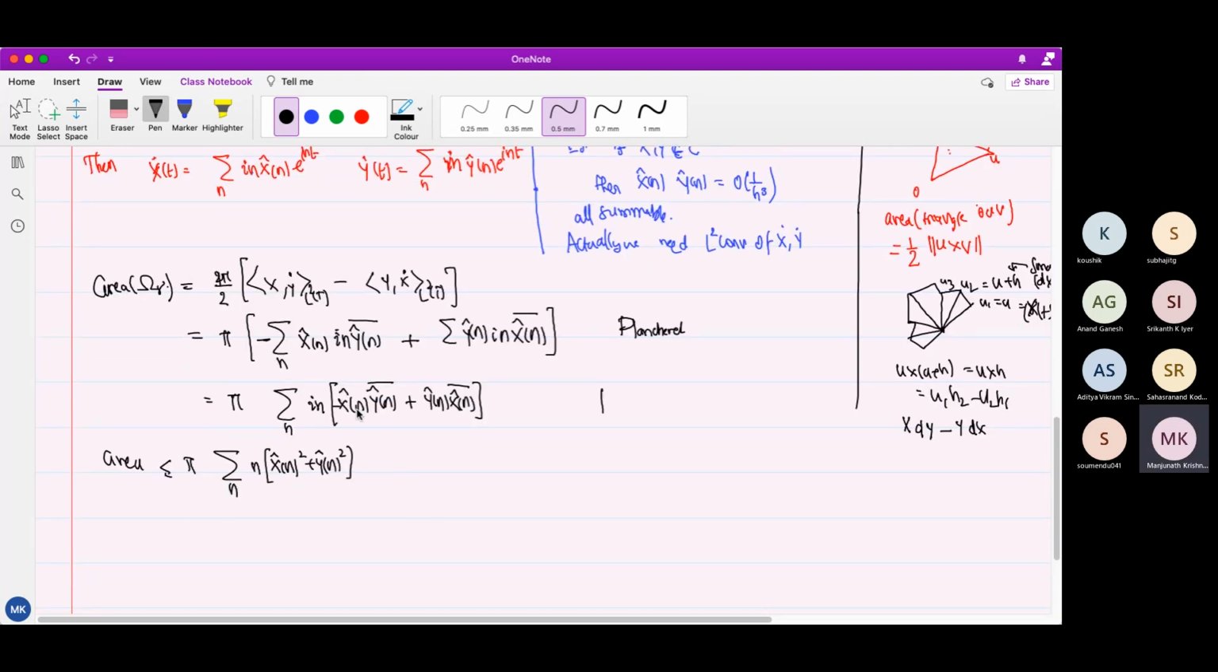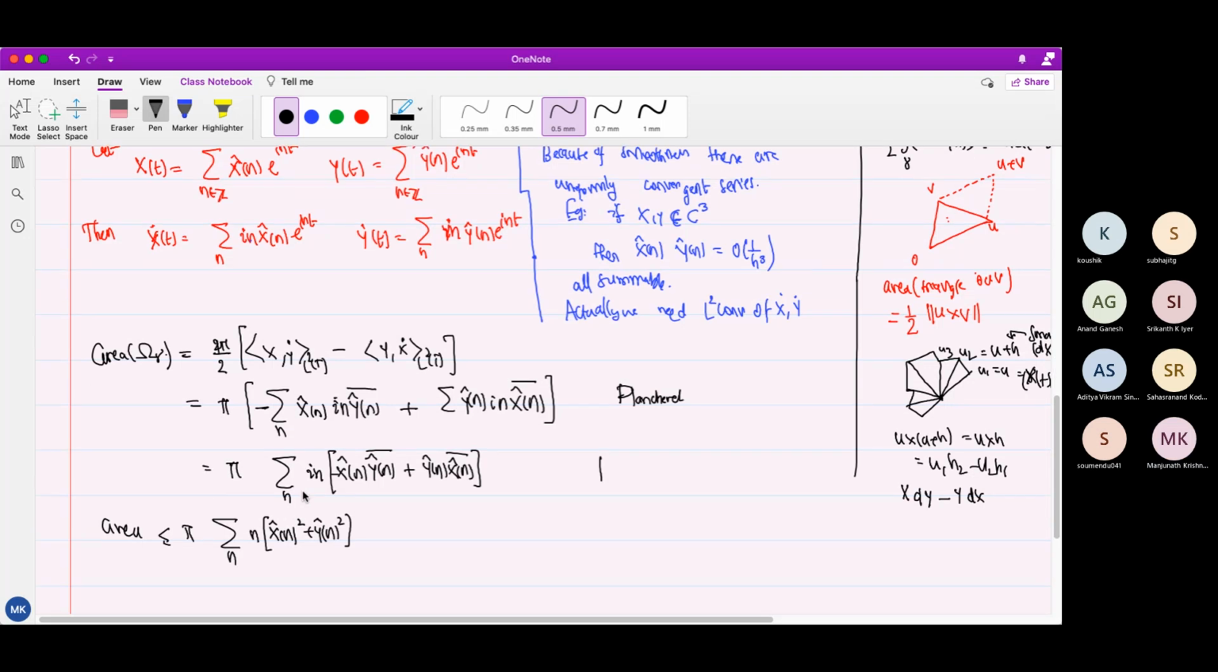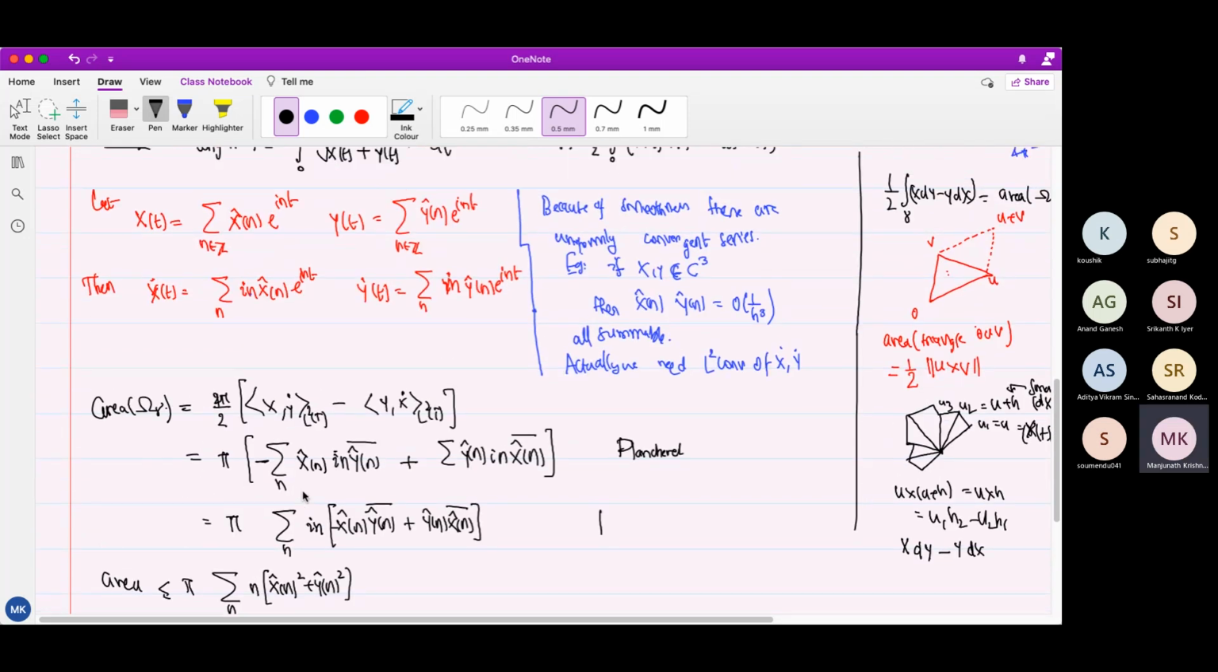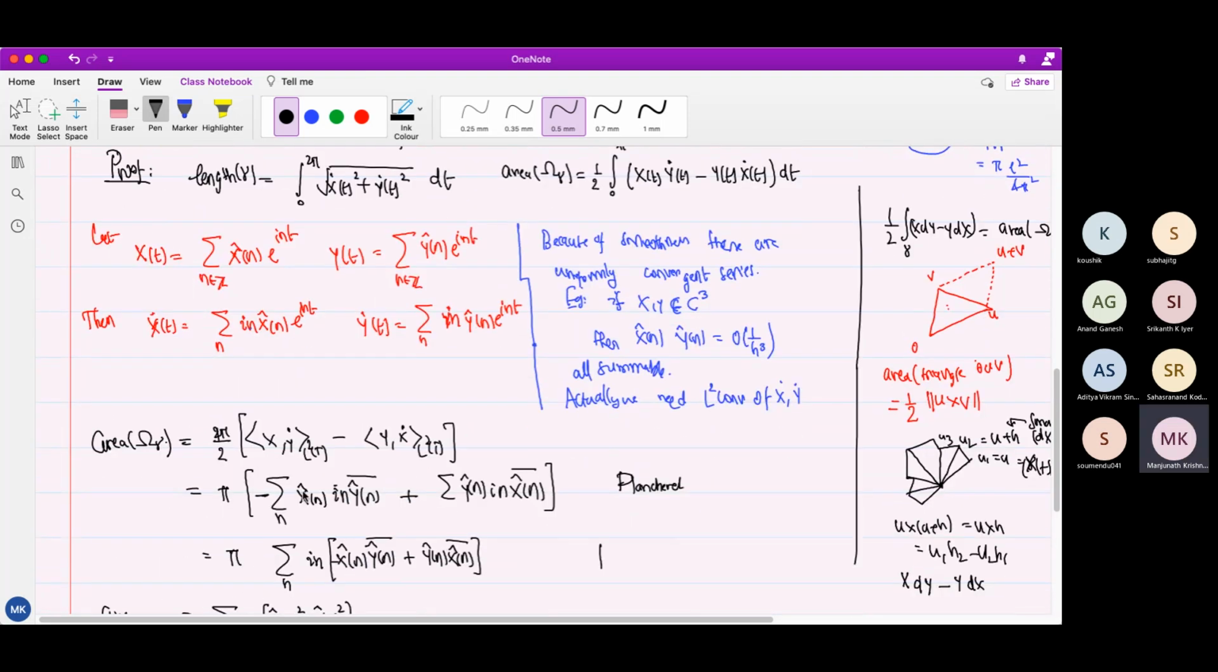Is that okay? Because this is just AB plus CD, so you write it as the square root of A squared plus C squared times B squared plus D squared. With both of them equal, you have no square roots here. So you get this. This is the bound on the area. Is this okay? So what about the length of gamma?